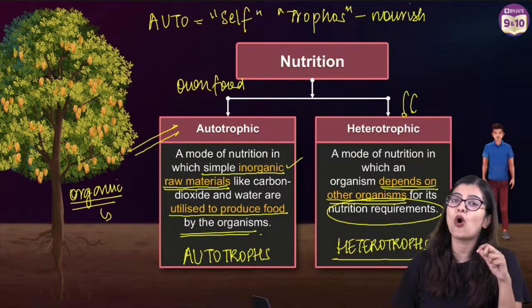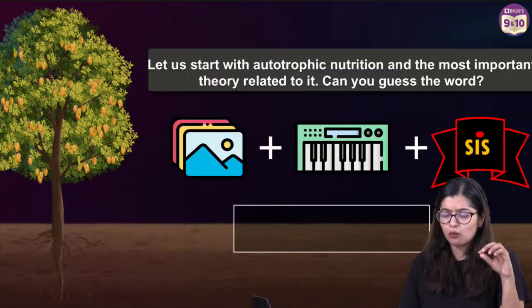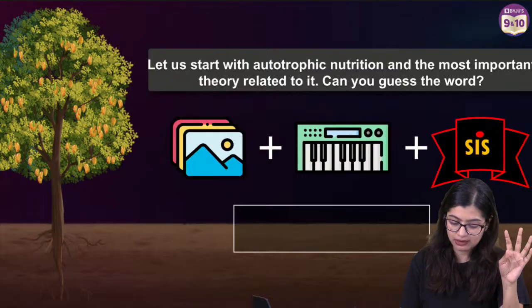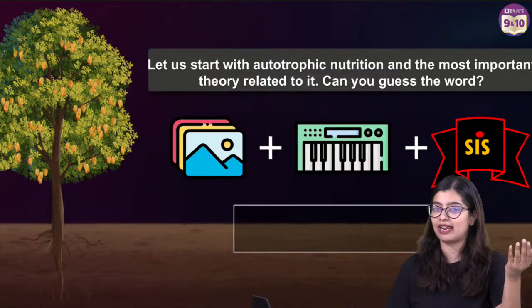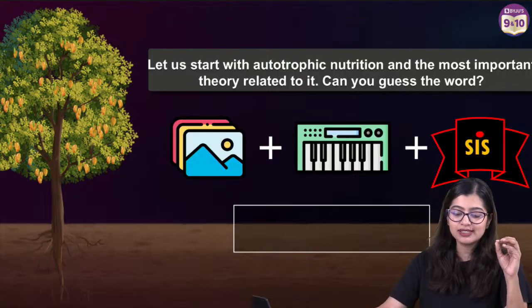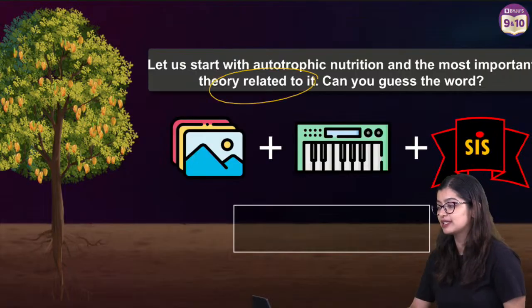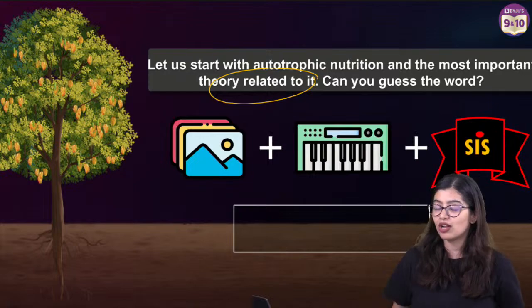Now when I talk about autotrophic mode of nutrition, there is one word that we often relate with. This is an emoji game that we've been playing right from our lower grades, and all of you can tell me the answer to this. What is the most important theory or the most important concept that is related to this? Can you all tell me?